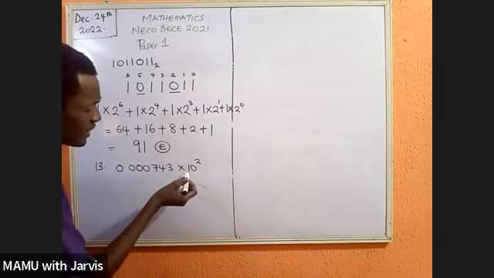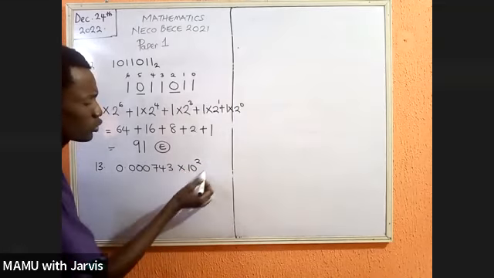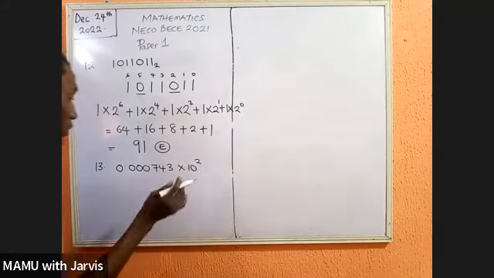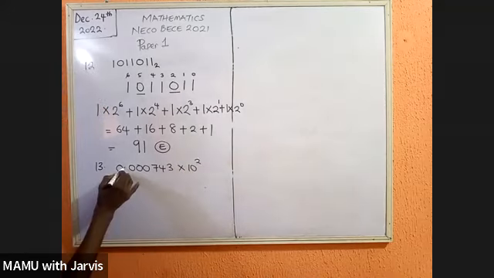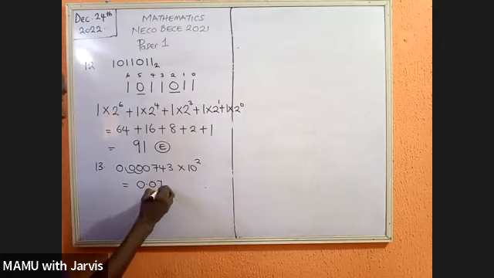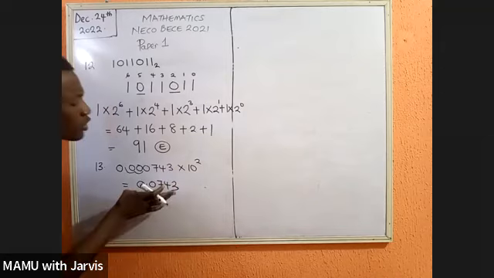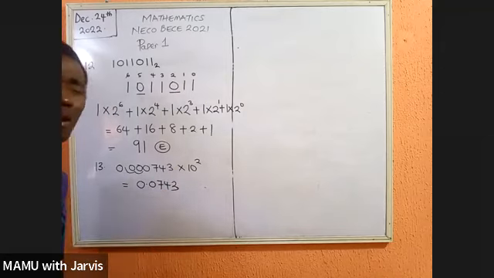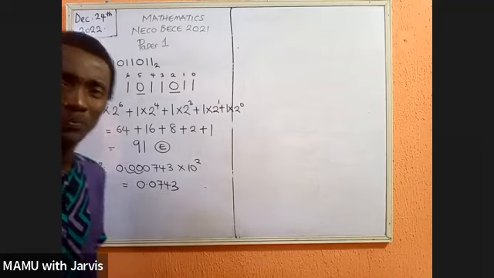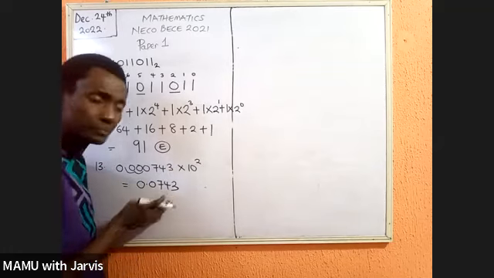Remember we said that 10 raised to the power of 2 is 100, meaning that I must account for the 2 decimal places first before I do anything. So this 10 raised to the power of 2, we move these decimal places 1, 2. So first of all, going to have 0.0743. After I've gotten this, I can now begin to talk of expressing in standard form. I must take care of this before I proceed to do this.